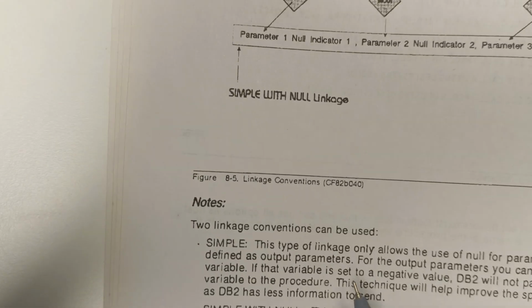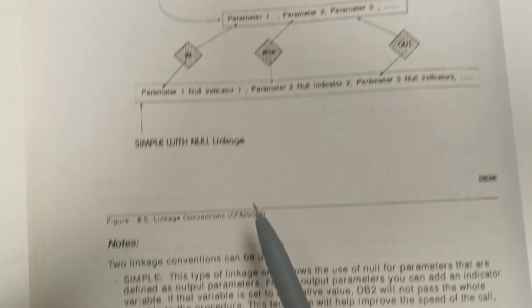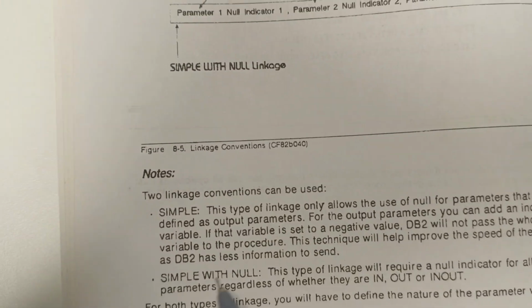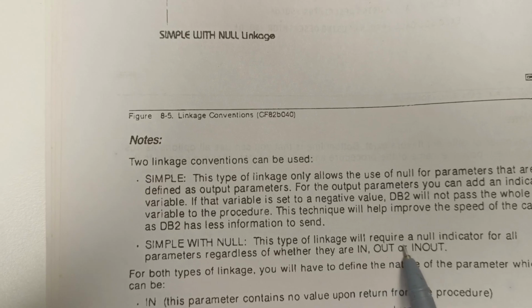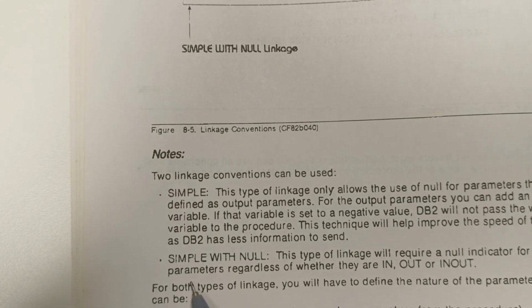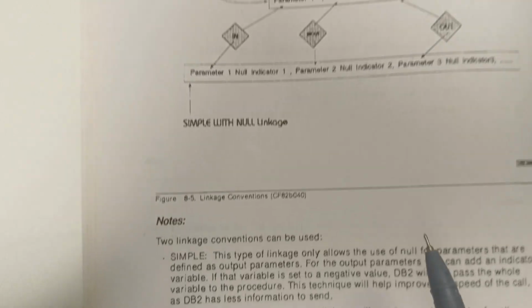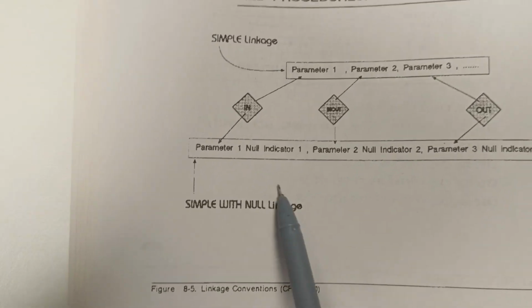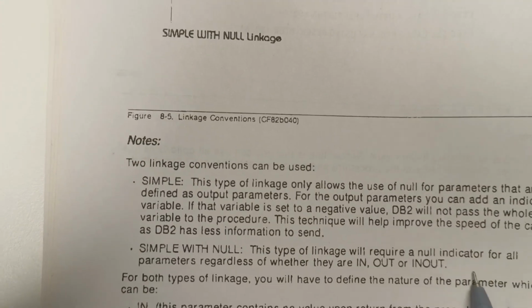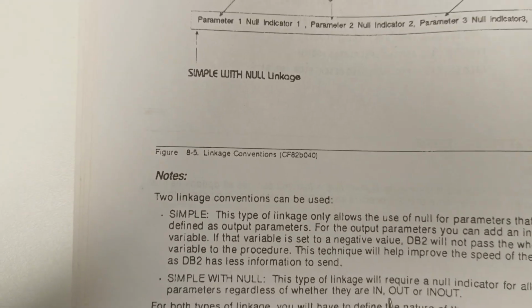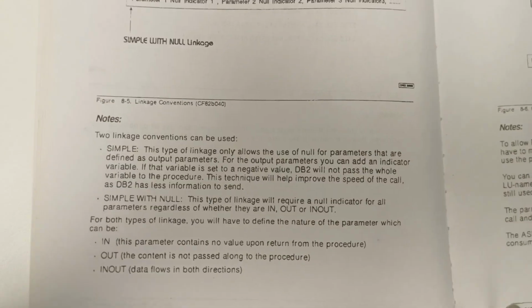And by using the parameter, we can also set the null indicator value. This is simply the null indicator field. This type of linkage requires the null indicator for the parameter, regardless of whether they are IN, OUT, or IN OUT. Here we can use the null indicator field along with the parameters to pass the required null indicator value for the IN, OUT, and IN OUT fields.